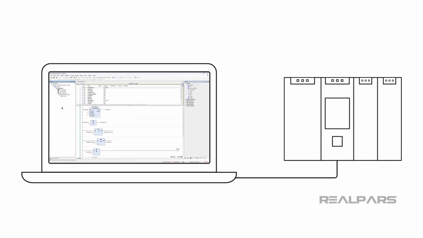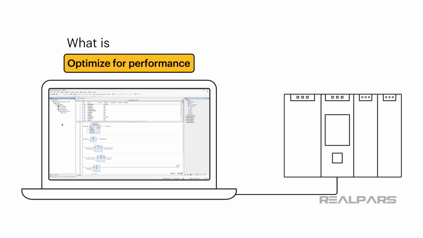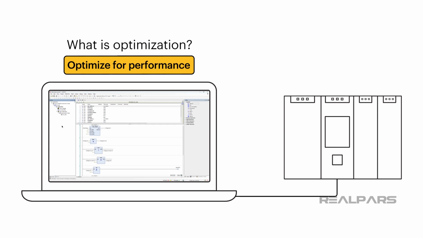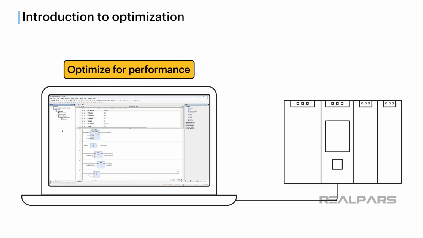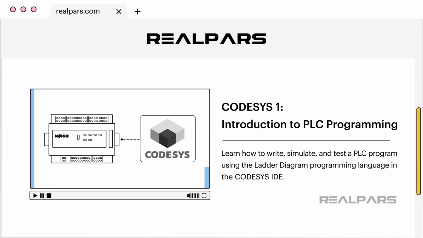In this video, you will learn how to optimize your PLC code for performance. Before we talk about how to optimize your PLC code, let's quickly define what optimization is in the context of PLC programming. In this video, you will see how we can refactor or update a CODESYS PLC application to optimize it for performance. If you want to learn more about programming PLCs using CODESYS, check out the course CODESYS 1 Introduction to PLC Programming, linked in the description of this video.